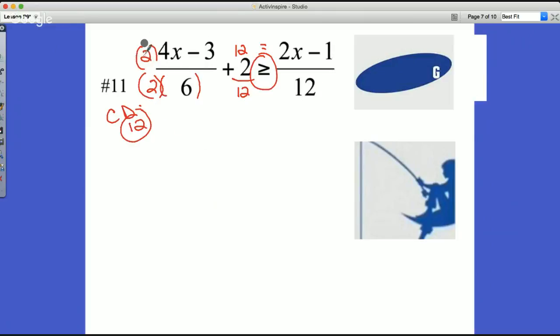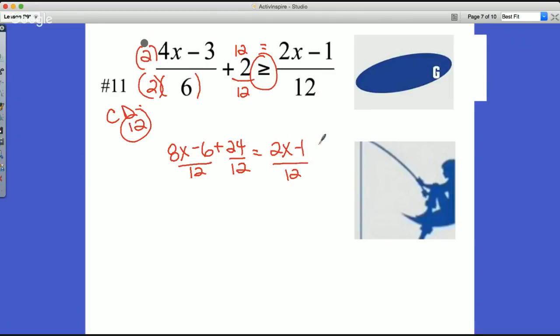So what we have, when we distribute the 2, we'll get 8x minus 6. Remember, if this is a negative, make sure you distribute that negative. It's not, but just be careful. 2 times 12 is 24. So this is over 12, this one's over 12, and we'll just put equals. We'll bring this back into play in a second. 2x minus 1 over 12.